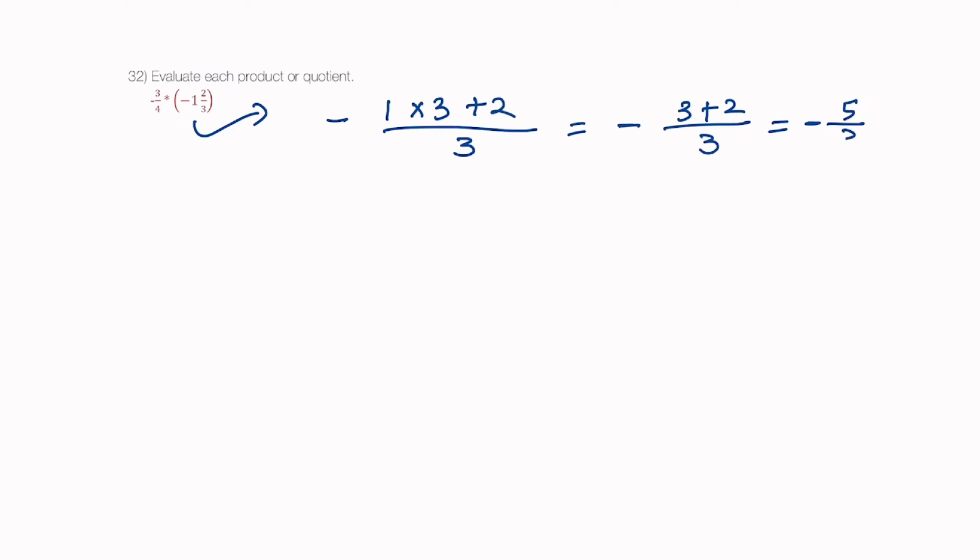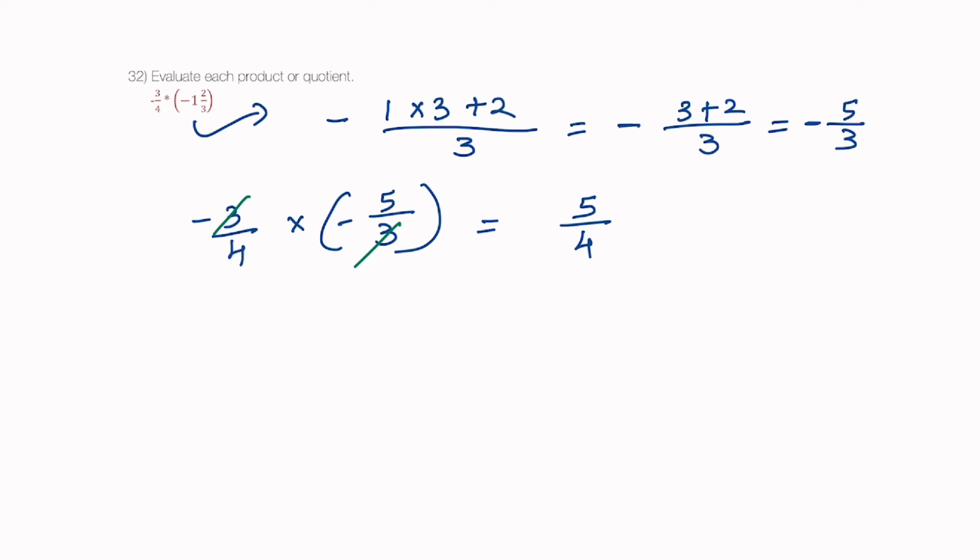Next, 32. Now we have a proper fraction and a mixed number here. We need to convert this first. So minus sign here, 1 times 3 plus 2 over 3, which is minus sign 3 plus 2 over 3, which is minus sign 5 over 3. How do we write this now? This first fraction as it is, times the second fraction, 5 over 3. Let's take the common ones out. 3 and 3 out. That's it. There's nothing more that you can cancel. So it's 5 over 4.